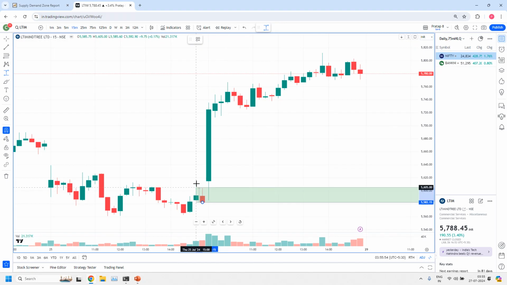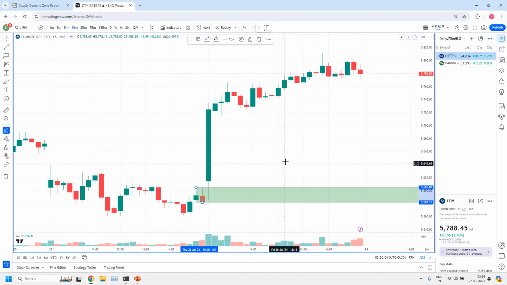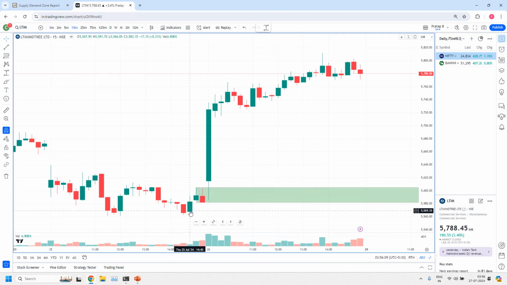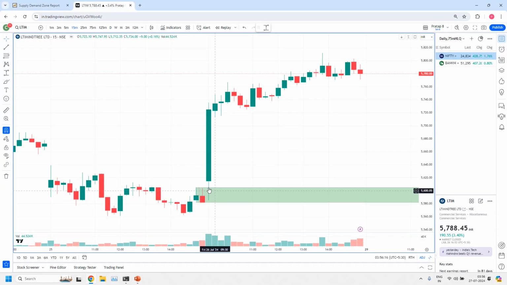Let me draw the zone. Let me give it a light color. Okay, this is a 15-minute demand zone. See, the time frame is 15. We have a rally, base, rally. This is what our software has identified. But our software internally analyzed that this should have confluence with 75 and also daily. But those zones we don't have yet, so we need to find whether there is any 75-minute zone in this area.